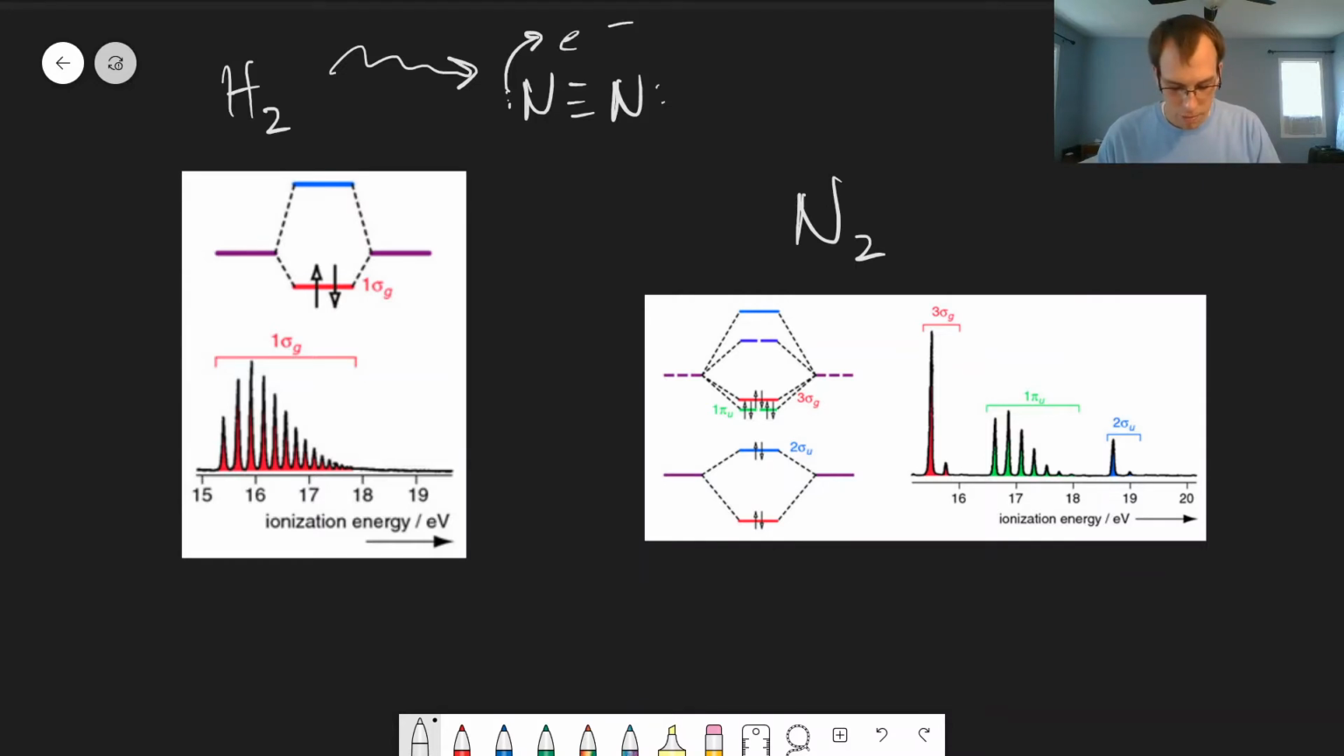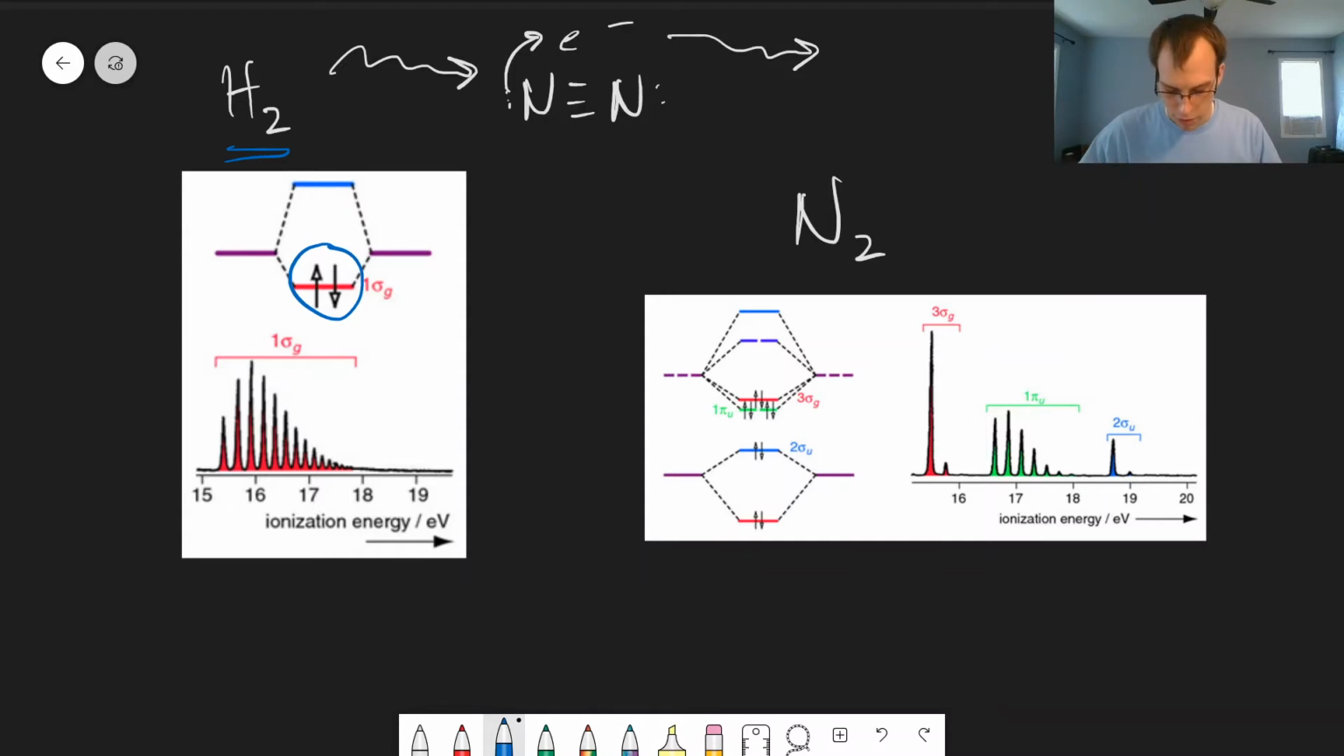Then we measure that electron and how many electrons we get out, and that's what we have plotted here. As we increase the energy, that's going to get electrons that are more tightly bound to the molecule to be removed. So if we look at hydrogen here, our molecular orbital diagram is that we have two electrons in a bonding orbital, a sigma g orbital.